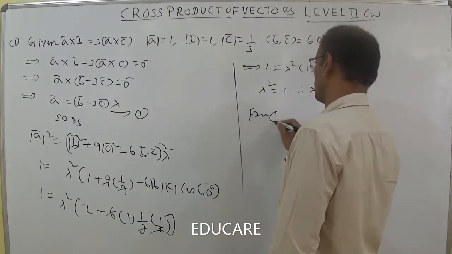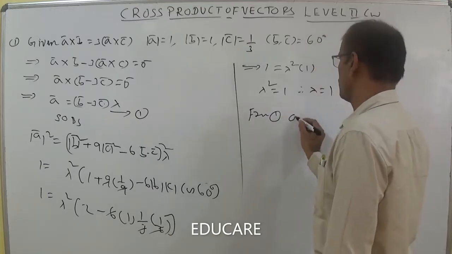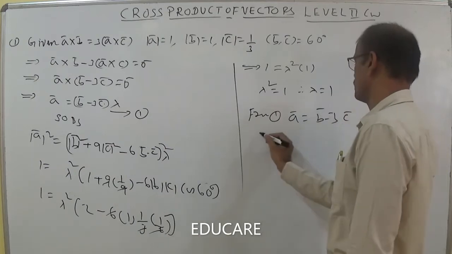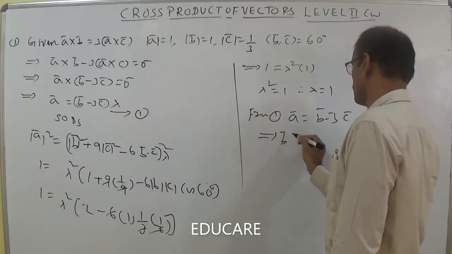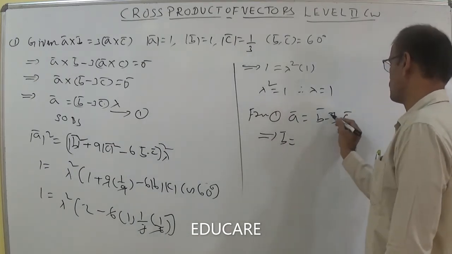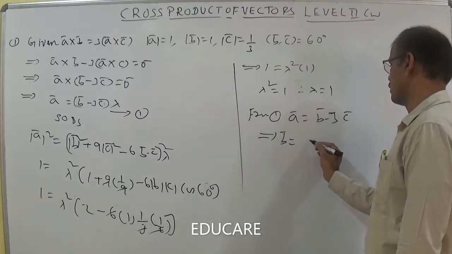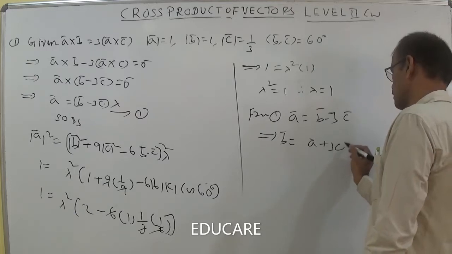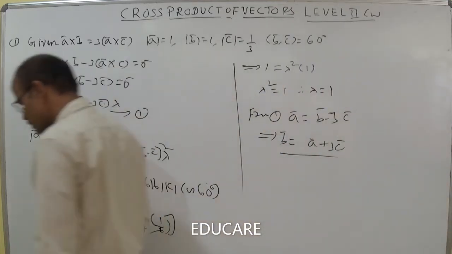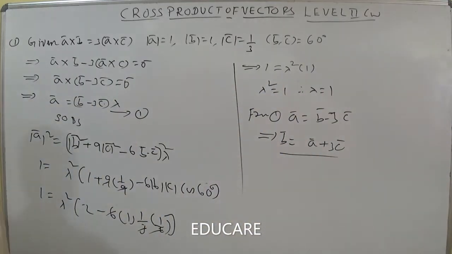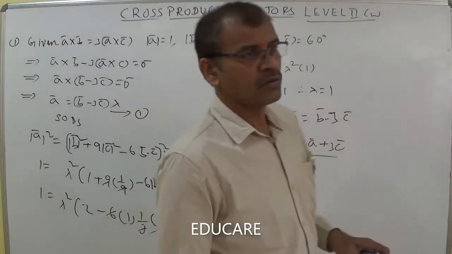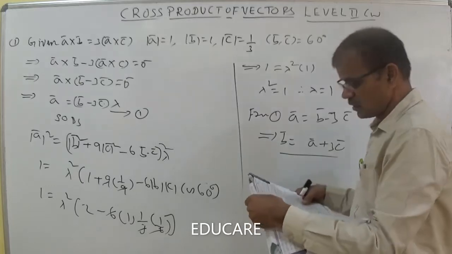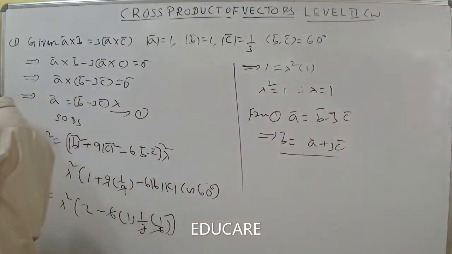From 1 we can write A bar is equal to B bar minus 3C bar. That implies, according to the option I am writing, B bar is equal to A bar plus 3C bar. This is the option. Students, you can take minus also, but according to the option only plus we have taken. First one completed.